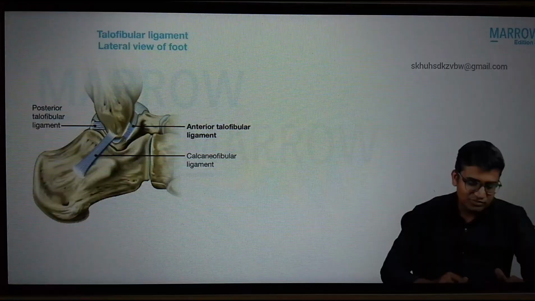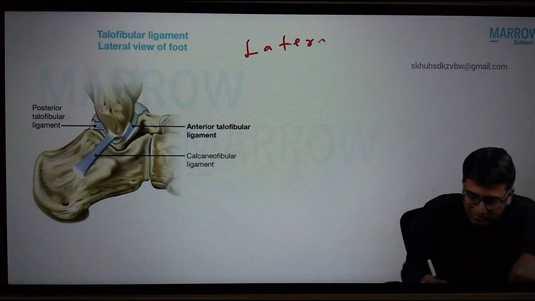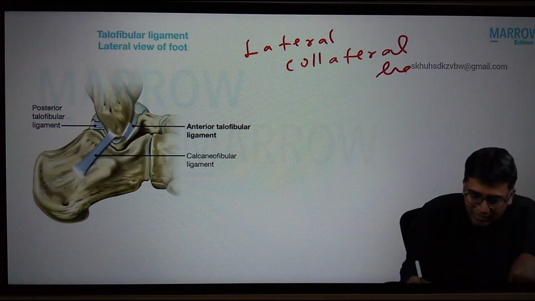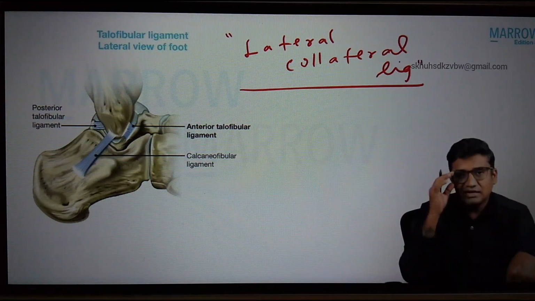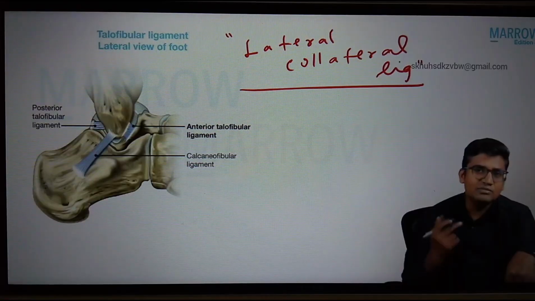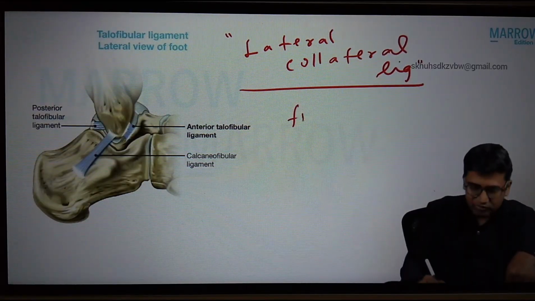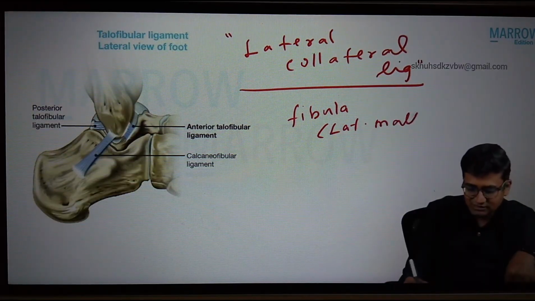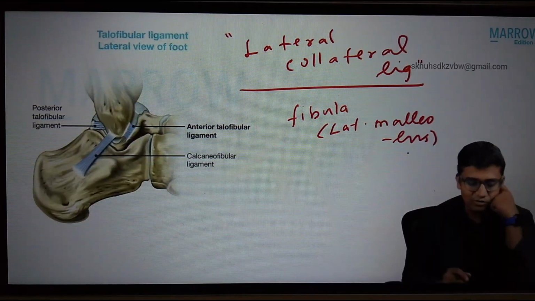Now, what are the parts of lateral collateral ligament? Again, first point, we don't have any other name for lateral collateral ligament. Lateral collateral ligament means they should start from the bones on the lateral side, upper part. Which bone? Fibula bone. They should start from the fibula bone, lateral malleolus.